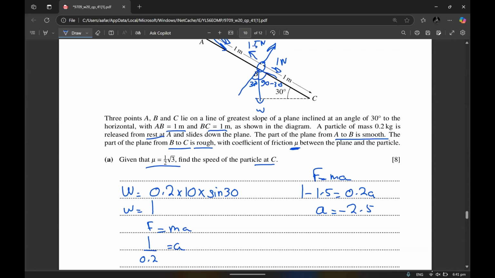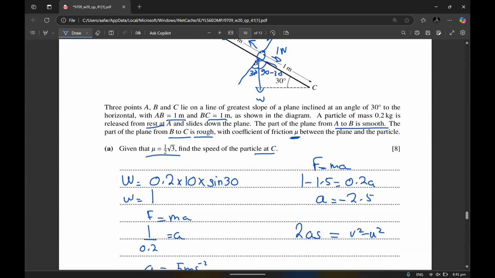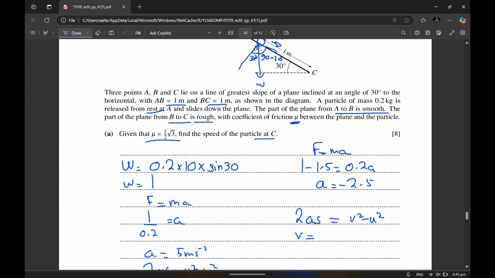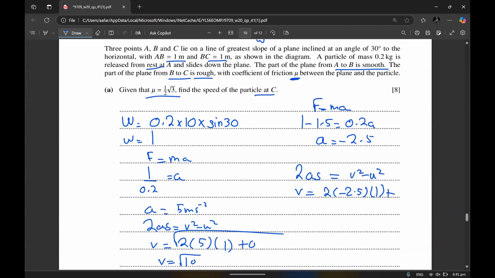Okay, so at C, it travels 1 meter again. So now the velocity at C will be equal to 2 times negative 2.5 times 1 plus the initial velocity, which we calculated was under root 10 whole square, to give us 10. So velocity at C will be equal to under root of 5.